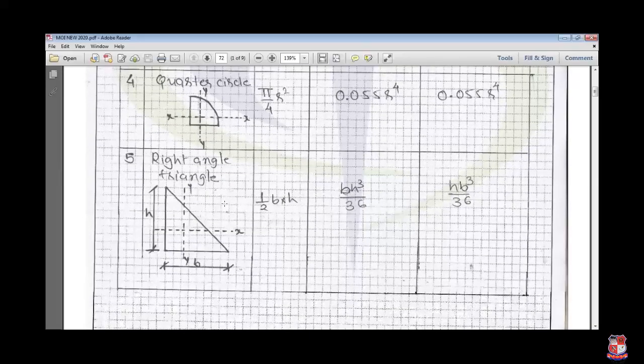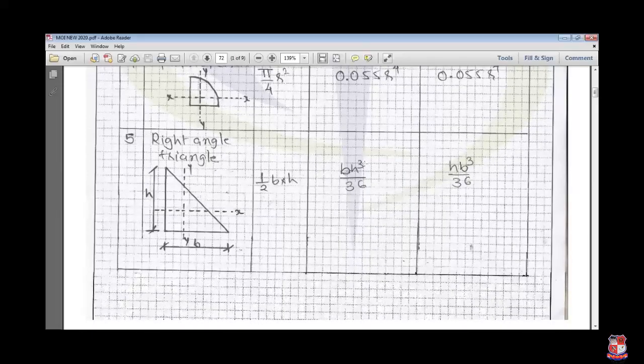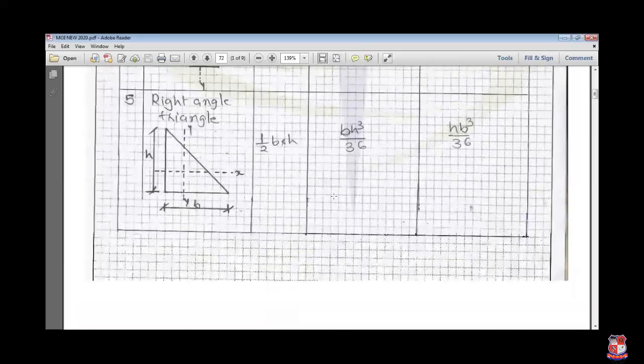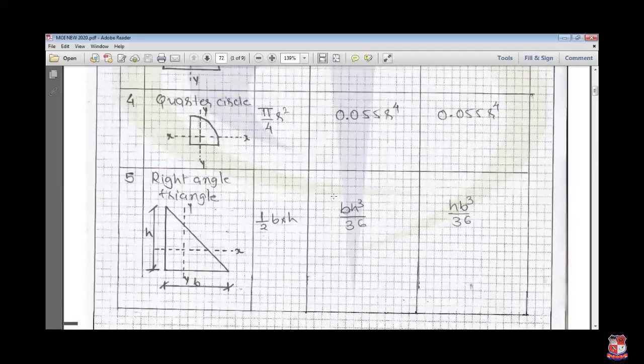Then the right angle triangle has area equal to one half b h, with b h cube by 12 and h b cube by 12. So these are the basic important formulas you have to remember to solve examples on the moment of inertia of different cross-sectional areas. Okay, thank you.